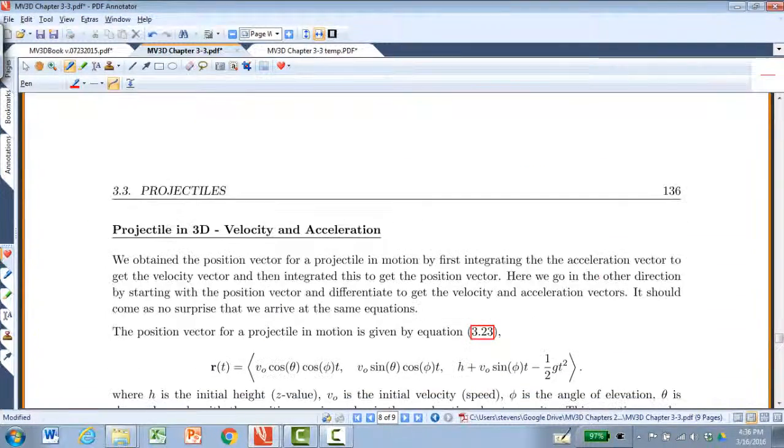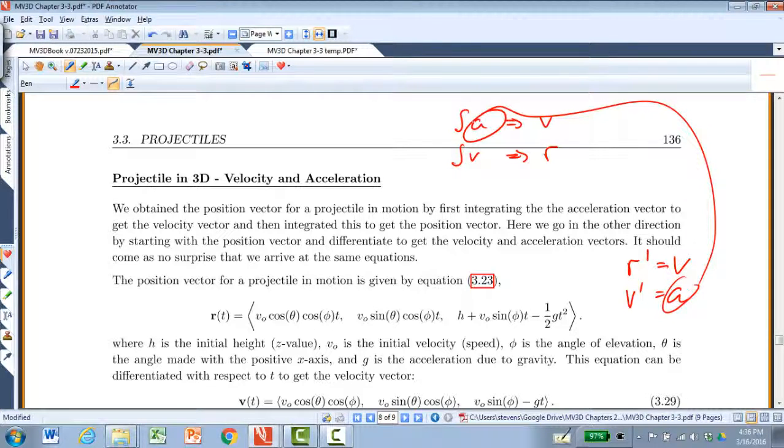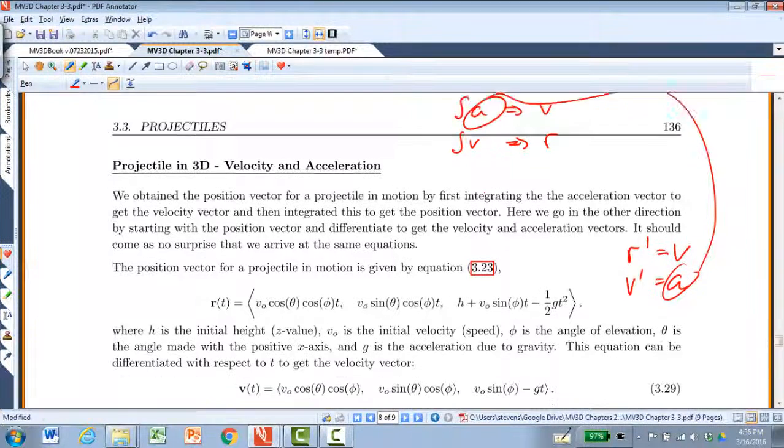This next page is really nothing more than saying, when we got r of t, we integrated a, the acceleration, to get velocity. And we integrated velocity to get the position. All I'm saying here is if you start with the position and take the derivative, you get the velocity. If you take the velocity and take the derivative, you get the acceleration. And that this acceleration is the exact same one we started with way back at the beginning of this chapter.